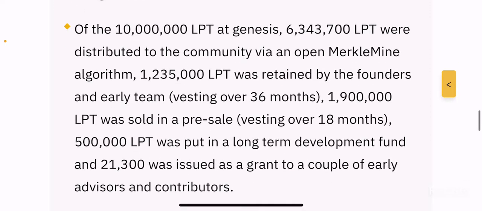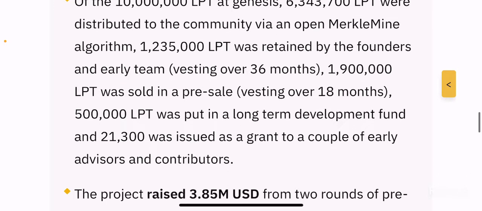So of the 10 million LPT tokens at Genesis, 6.3 million LPT were distributed to the community via an open Merkle mine algorithm. 1.2 million LPT was retained by the founders and early team, vesting over 36 months. 1.9 million LPT tokens were sold in a pre-sale. 500,000 LPT tokens were put in a long-term development fund, and 21.3 thousand were issued as a grant to a couple of early advisors and contributors.